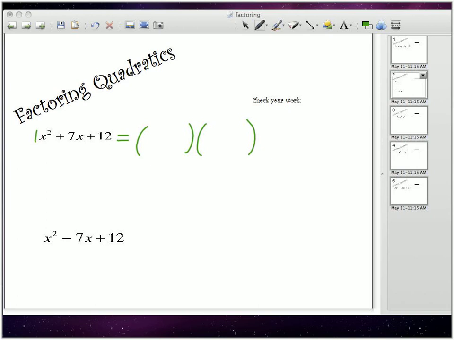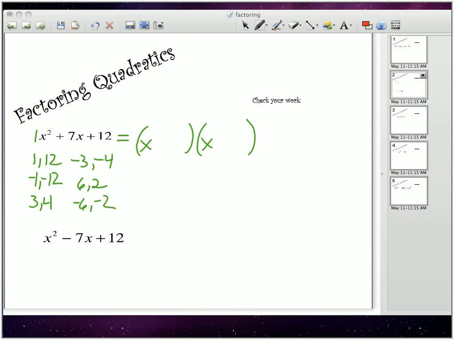You know that the only way we're going to get x squared is by multiplying an x and an x. The 12 is a little trickier. We have a number of options. We could put in 12 and 1. We can put in -1 and -12. We can put in 3 and 4. We can put in -3 and -4. We can put in 6 and 2. And we can put in -6 and -2. We have to decide which is our best bet.